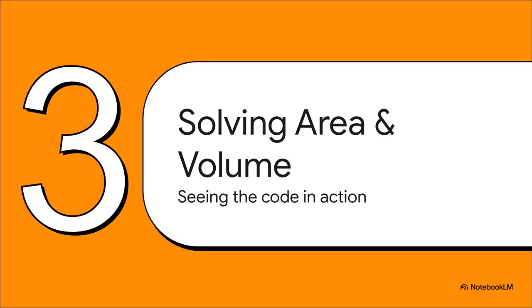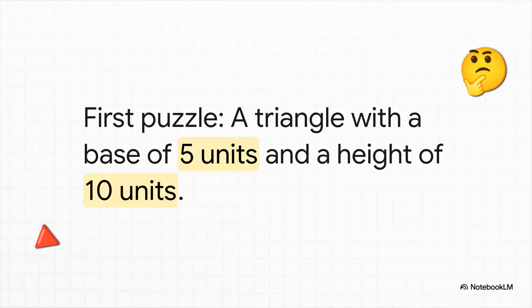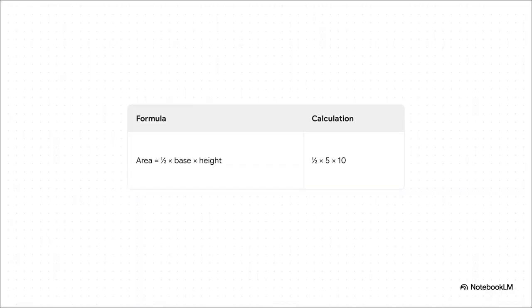All right, enough talk. Let's actually see this code in action. We're going to solve a few really quick, satisfying little puzzles for area and volume. This is where it's all going to click. First up, puzzle number 1. We've got a triangle. Its base is 5 and its height is 10. To solve this puzzle, we just need to use its math sentence. So we just plug our numbers into the formula. That's 1/2 times 5 times 10, which gives us, boom, 25 square units.